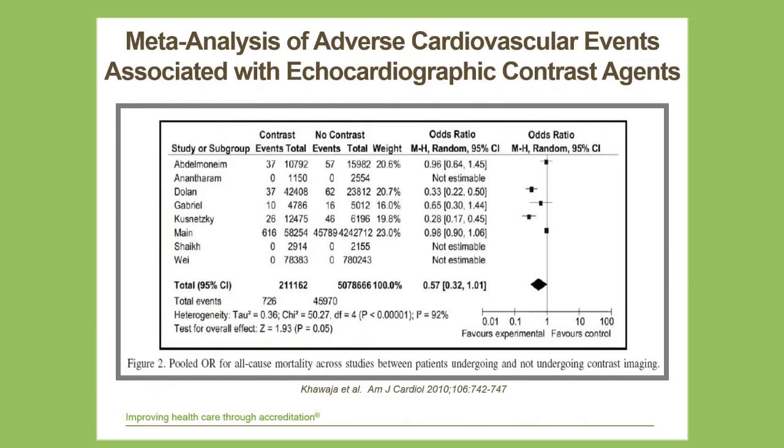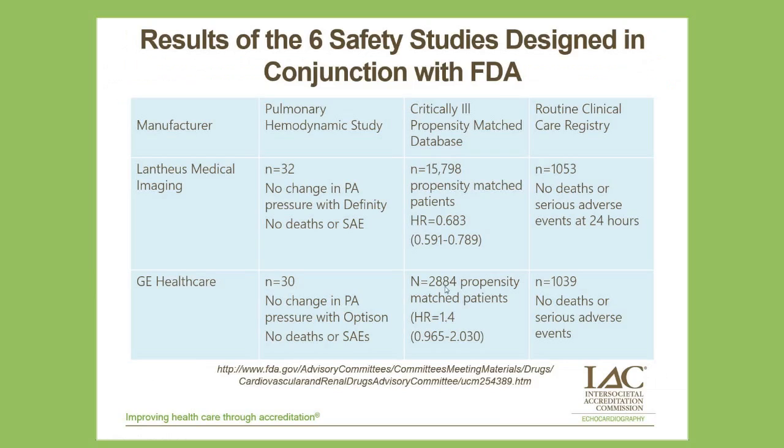Following this, a number of investigator-initiated studies were published. Many are shown here in this meta-analysis published by Khawaja and colleagues in the American Journal of Cardiology in 2010. And as you can see, there's about 5 million control patients and 211,000 patients who received an ultrasound contrast agent. And this figure shows the pooled odds ratio for all-cause mortality across these studies between patients undergoing and not undergoing contrast imaging. And as you can see, the point estimate here actually favors contrast administration. No evidence for increased mortality in patients who received an ultrasound contrast agent.